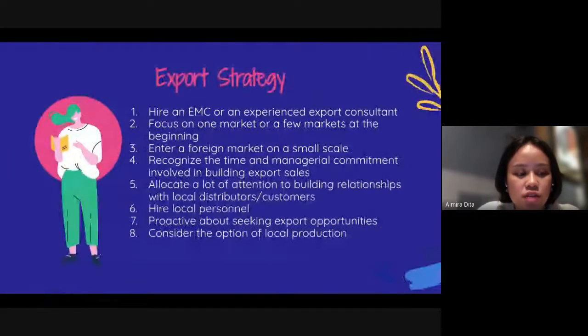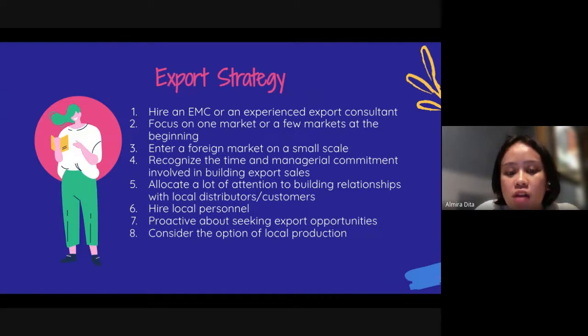So for export strategy, there are some tips that can be helpful to export successfully. The first one is hire an EMC or an experienced export consultant. The second one is to focus on one market or a few markets only at the beginning. The third one is enter a foreign market on a small scale. The fourth one is recognize the time and managerial commitment involved in building export sales.